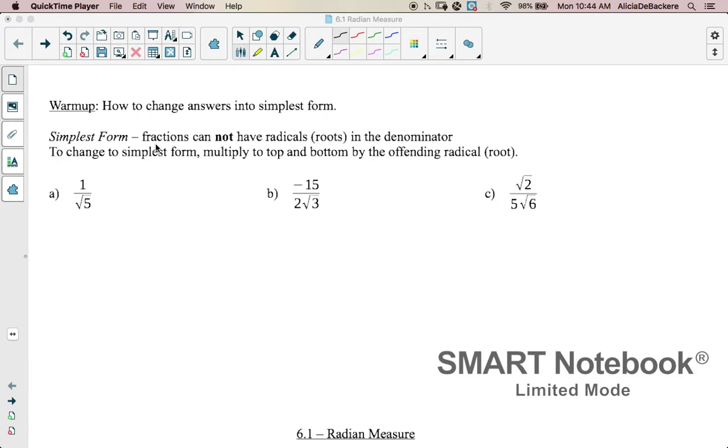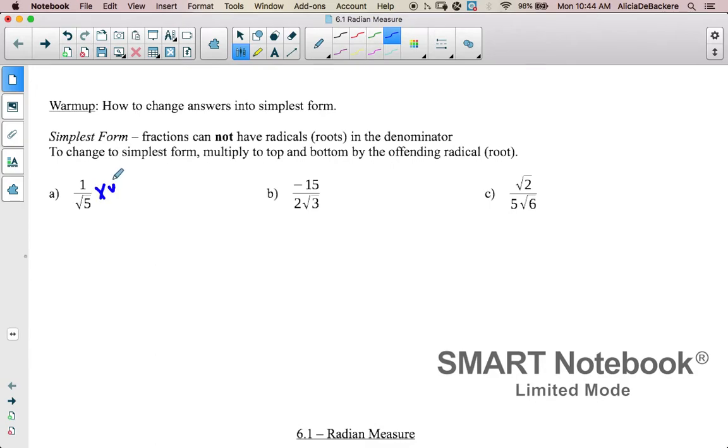So when you've got a root in the denominator, to change it to simplest form, our trick is to multiply the top and the bottom by the offending radical or root. With my first example, I see that there's the square root of 5 in the denominator, and I don't want that there, so I'm going to multiply the top and the bottom by root 5. Essentially, that's the same as multiplying the whole fraction by 1, and we know that when we multiply by 1, it doesn't actually change the value.